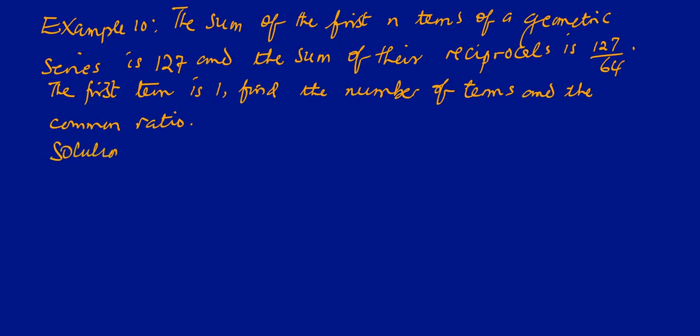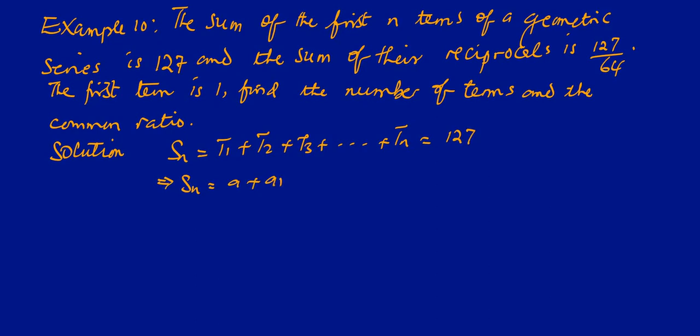When we take a look at the solution, what we have now is that the sum of the first n terms, that means that Sn is equal to T1 plus T2 plus T3 plus ... plus Tn, and this will equal 127. This implies that Sn will be equal to A plus AR plus AR squared plus ... plus AR^(n-1), and this will equal 127.